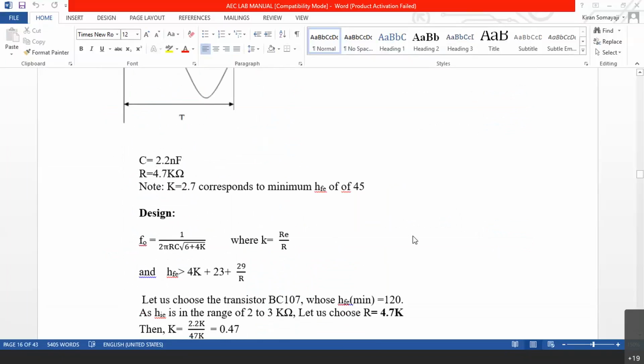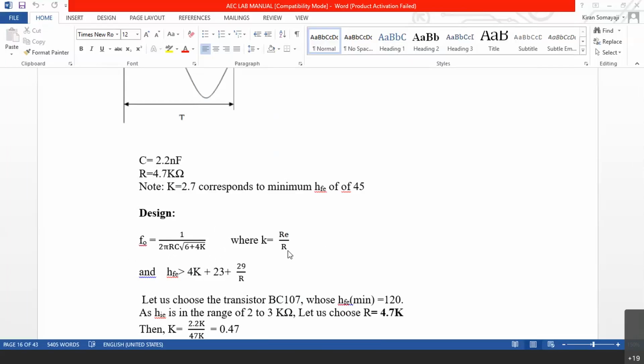This formula is slightly complicated. I will not discuss the formula here in the lab class now. Anyhow, in the theory class, in module 4, we are going to discuss why the formula for the phase shift oscillator is like this. There is a formula for the output frequency, that is 1 over 2 pi RC square root of 6 plus 4K, where K is RC by R.